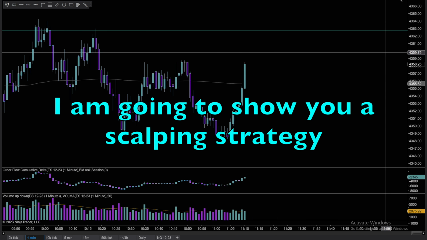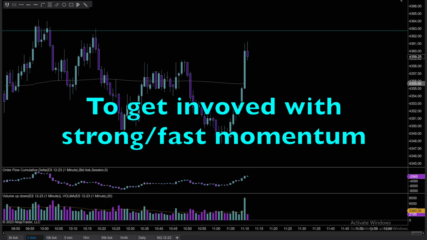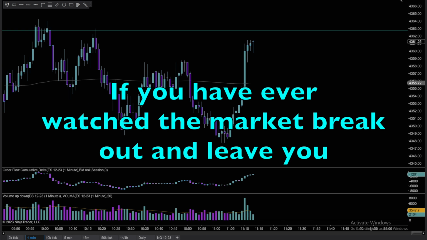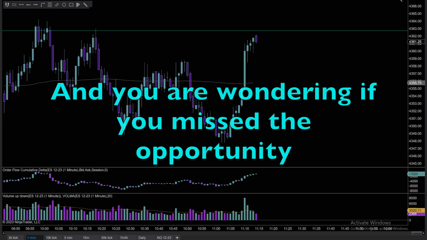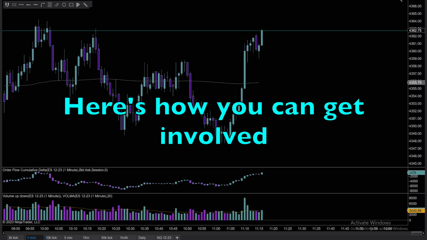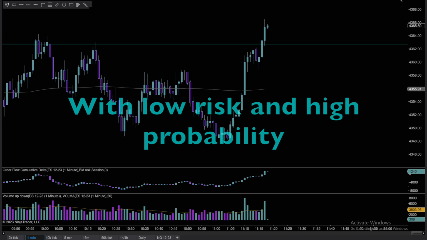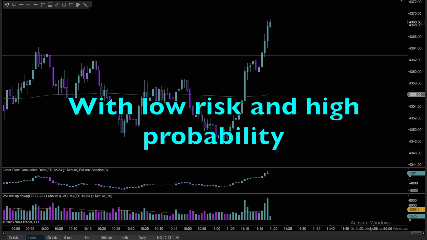Today, I'm going to show you a scalping strategy to get involved when there is strong and fast momentum in the market. If you've ever watched the market break out and leave you, and you're wondering if you've missed the opportunity and you're scared to chase price, here's how you can get involved with low risk and high probability.